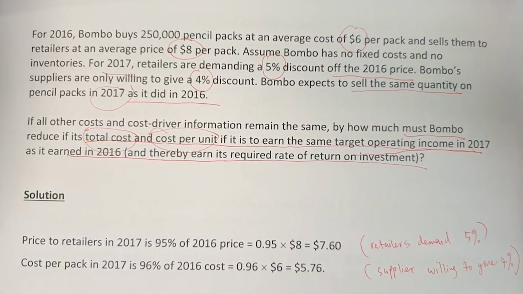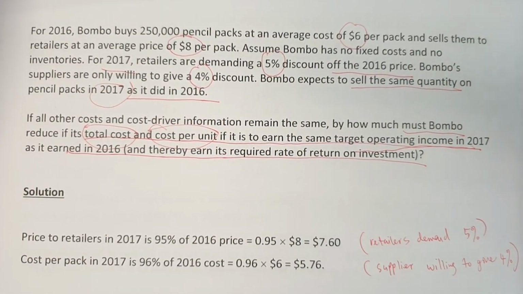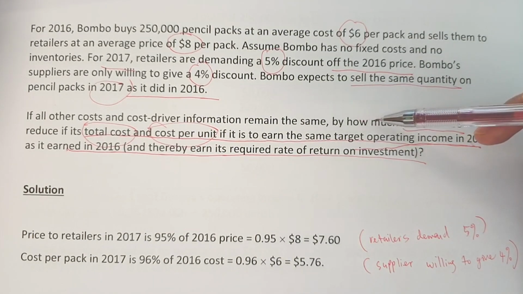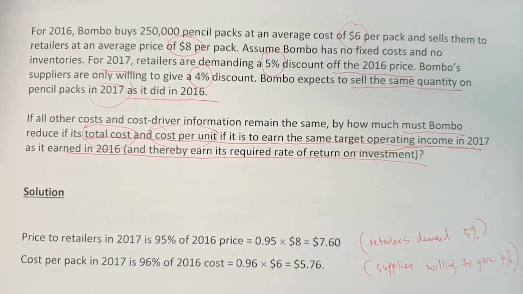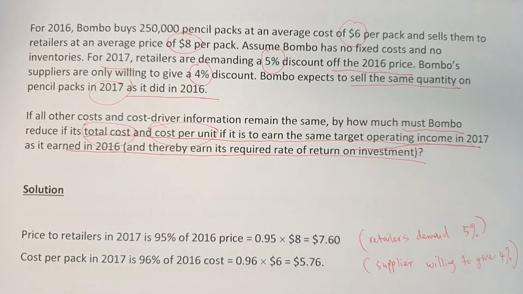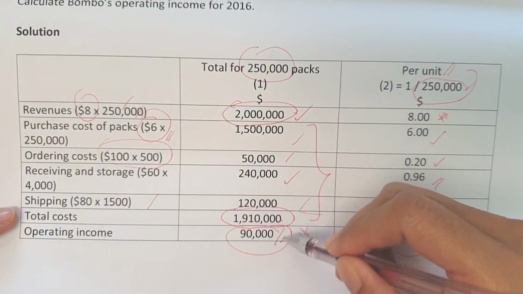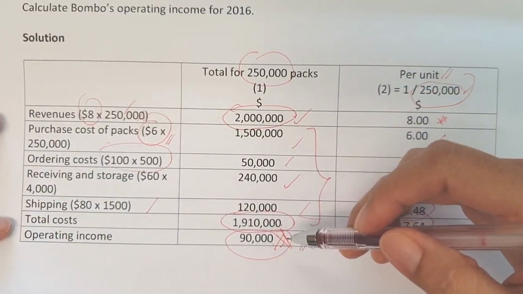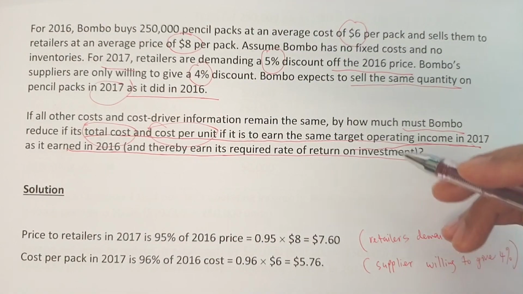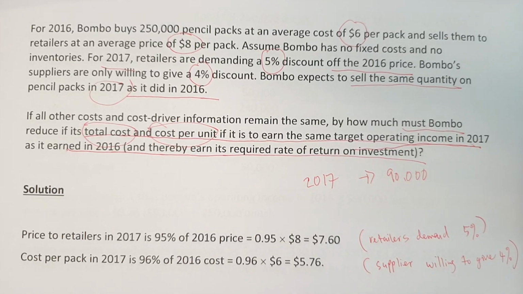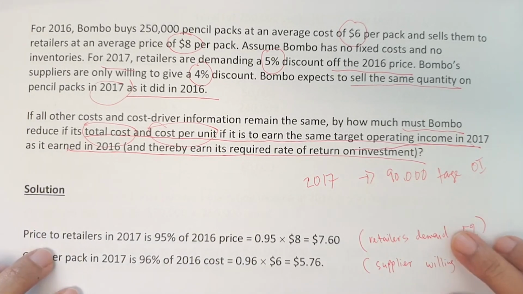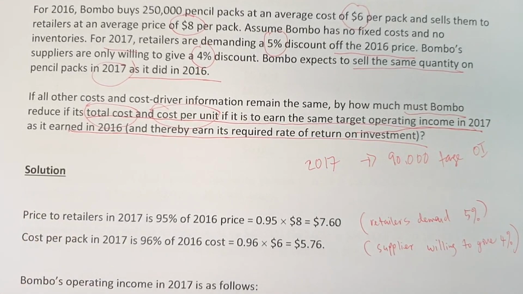So, as for this, what does it mean actually? If all other cost and cost driver information remain the same, by how much must Bombo reduce its total cost? We have to calculate how much Bombo has to reduce the cost if Bombo wants to get this figure of 90,000. The operating income in 2016 means that in 2017 they also want to get 90,000 of operating income. So if this is the target operating income, then how much of the cost does Bombo have to reduce?